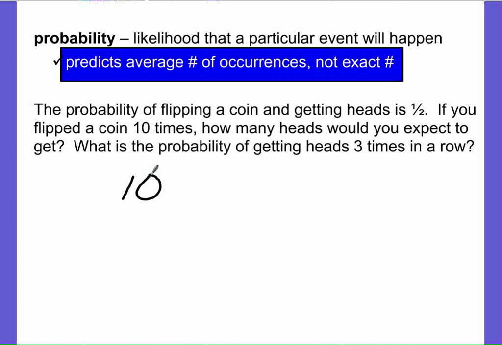So how you're going to do this is you're going to use those fractions given to you as probabilities, and you are going to multiply them by the number of times you're going to do it. So I'm going to flip the coin 10 times, and half of the time I'm going to get heads. So 10 times 1/2 gives me 5, because it was 10 over 2, divide that, you get 5. So I expect to get 5 heads.